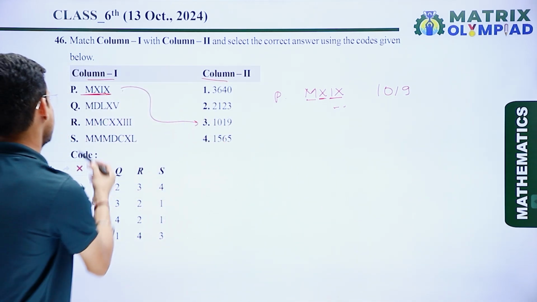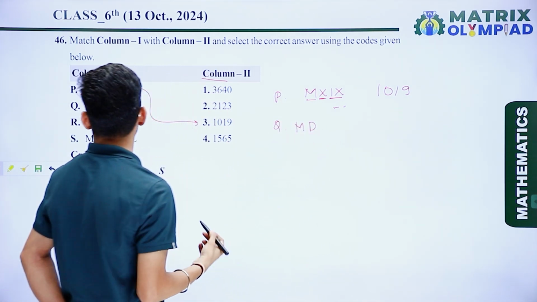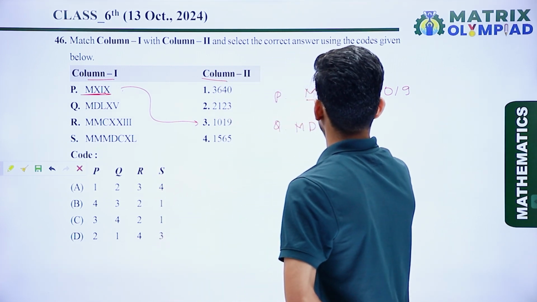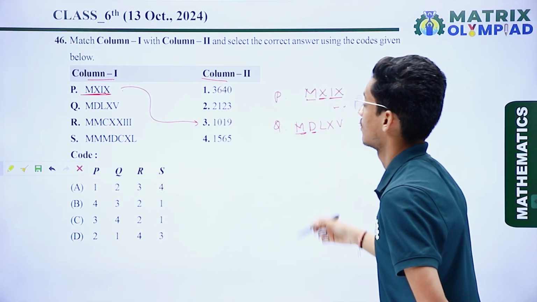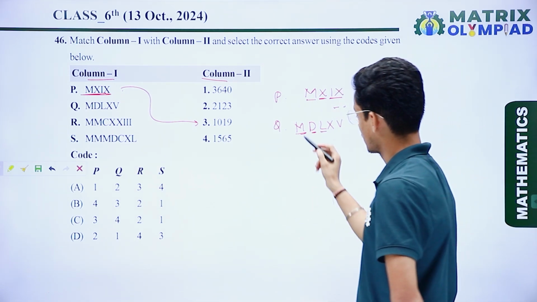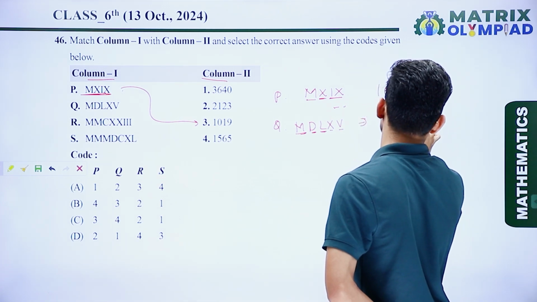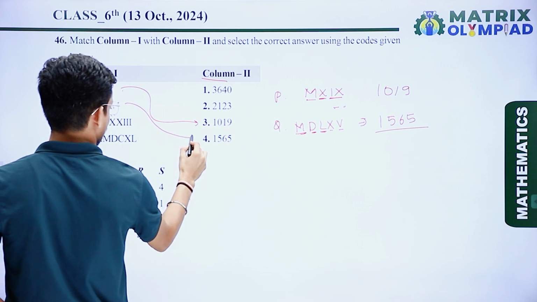If I talk about the next one, Q, that is M D L X V. M, that is 1000, D means 500. So I can say that 1500. L means 50, 1550, 60 and 65. So here I can say that 1565. So here Q is connected to 4.